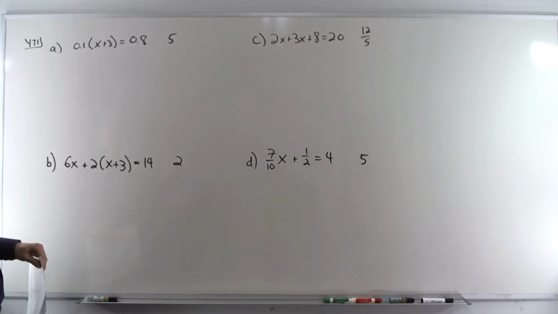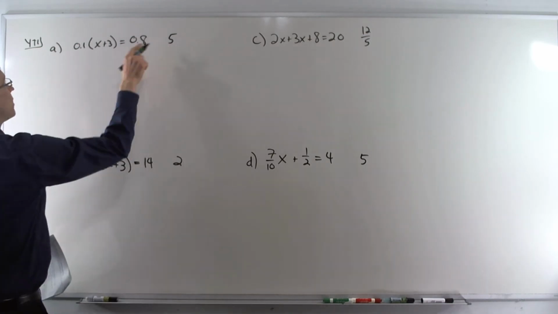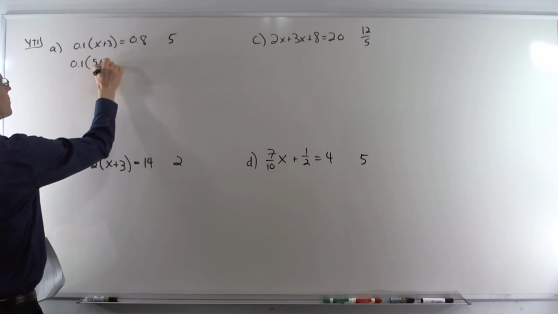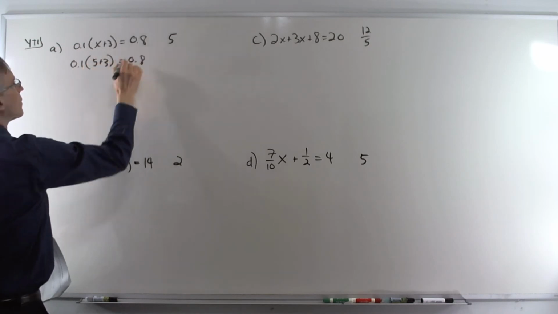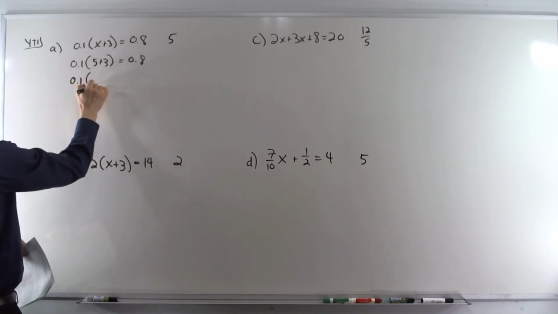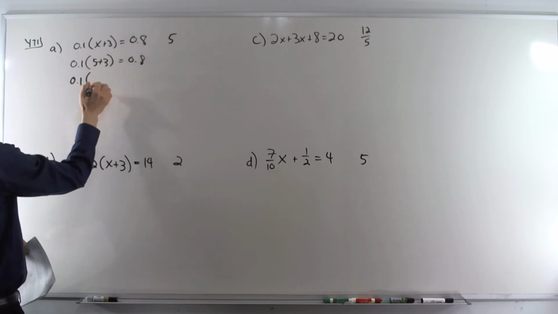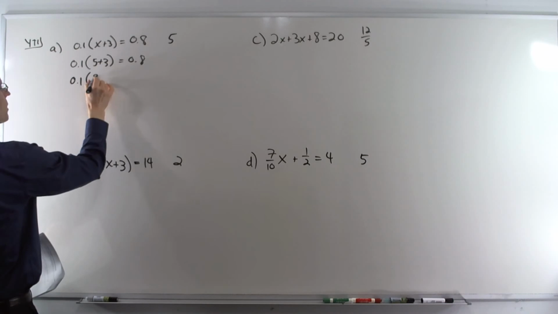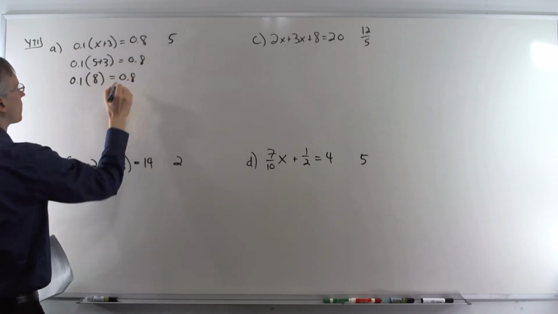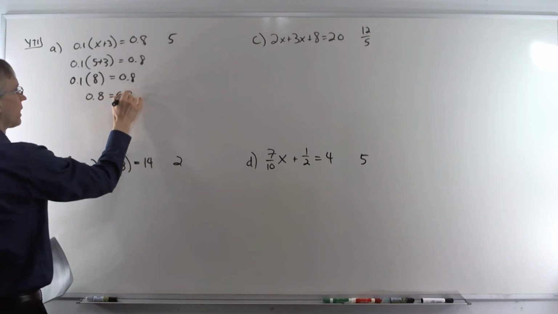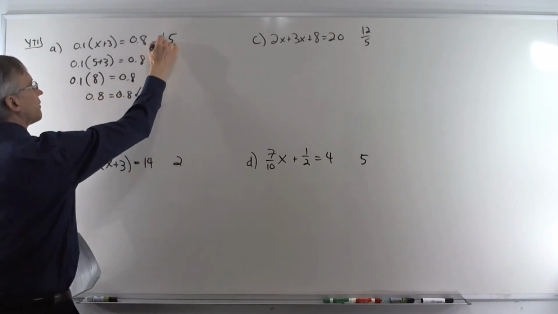First one, 0.1 times x plus 3 equals 0.8. And we're going to plug in 5. Order of operations, do inside the parentheses first. It doesn't really matter because we could do distribution, as we saw in one of the earlier lessons. So I'm going to go ahead and do order of operations. And 0.1 times 8 is 0.8, so we got 0.8 equals 0.8, and that is true. So 5 is a solution.